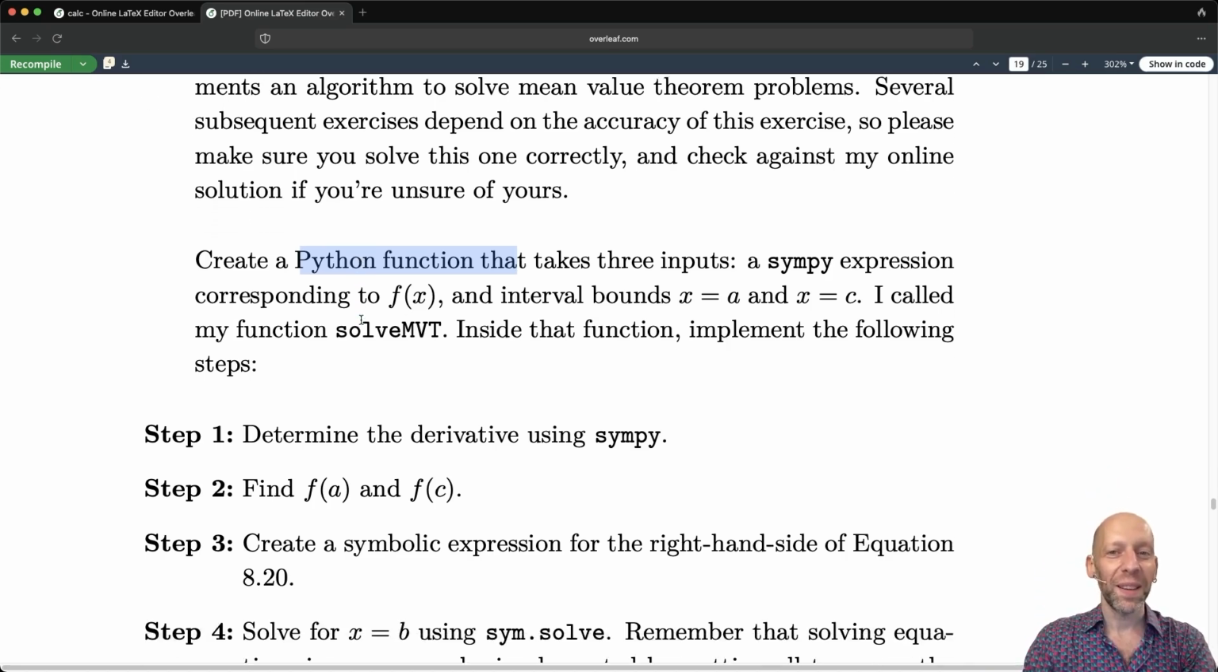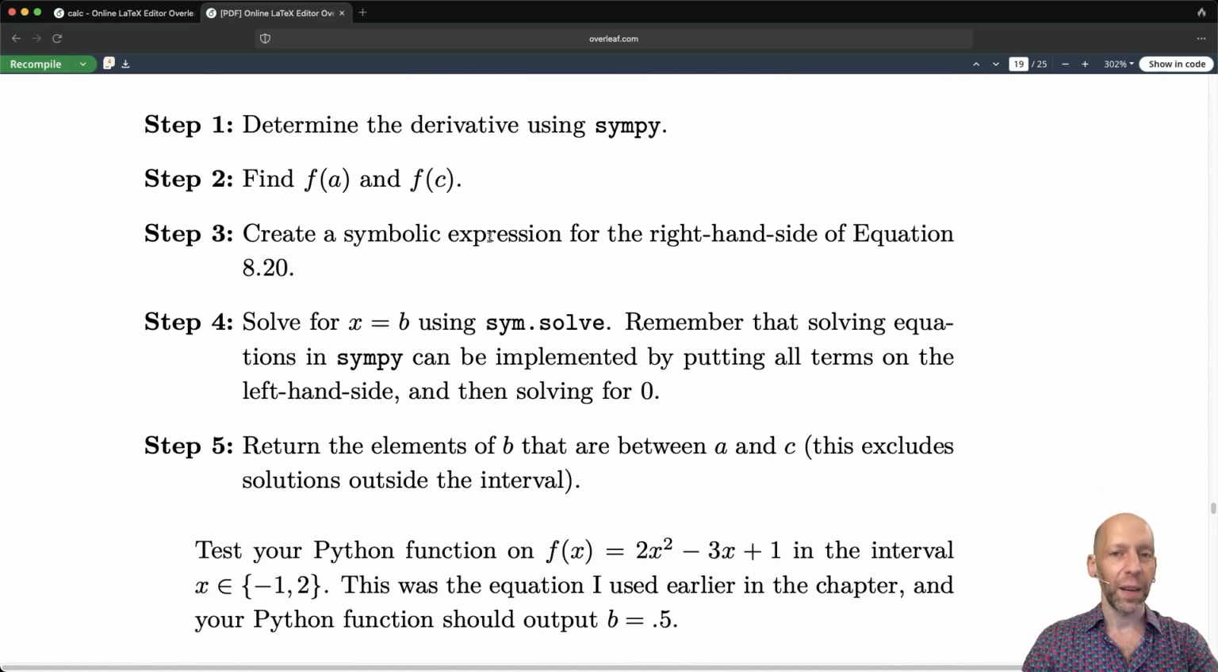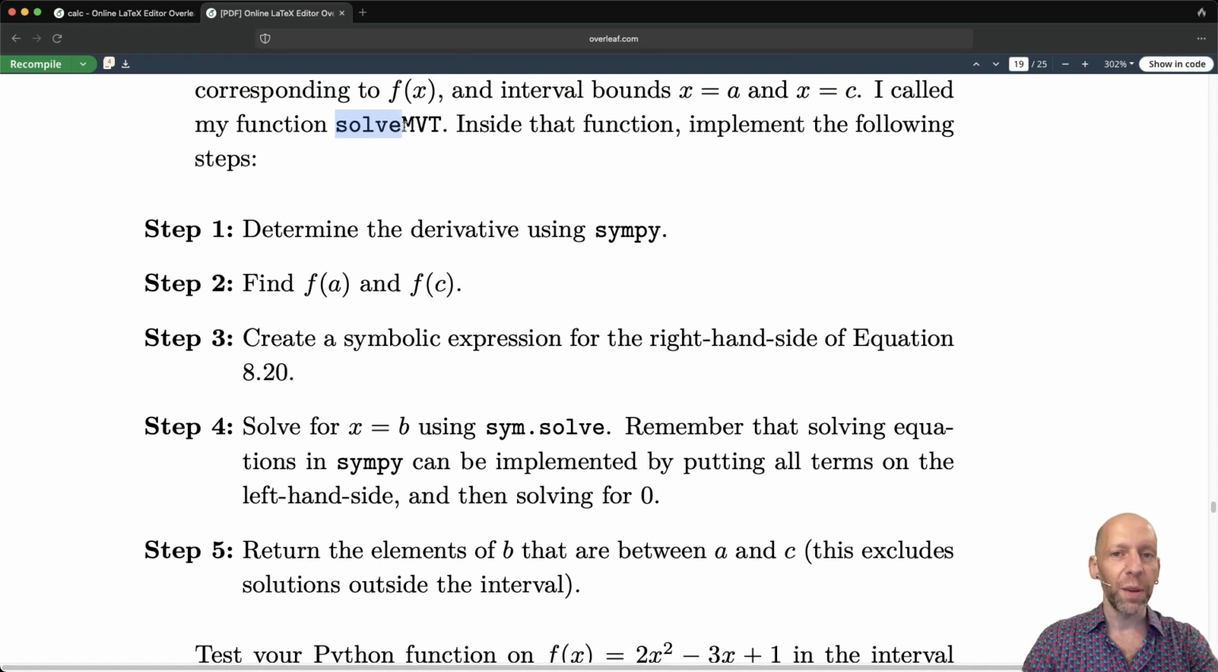Okay, so your Python function should take 3 inputs. The first input is a SymPy expression, so a symbolic object corresponding to the function. And then the second and third inputs into your Python function are the 2 boundary points at which to evaluate the function to solve the mean value theorem. Okay, and then here I've outlined the steps to implement in order inside your function. So I called the function solve MVT for mean value theorem.